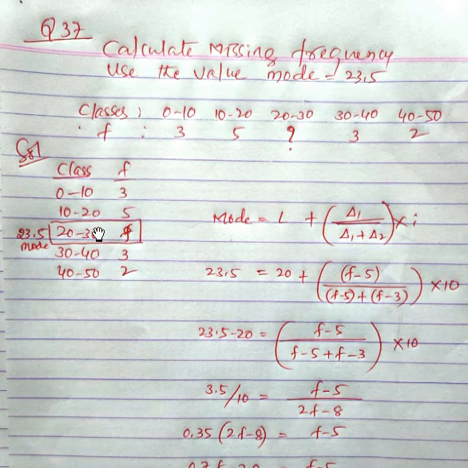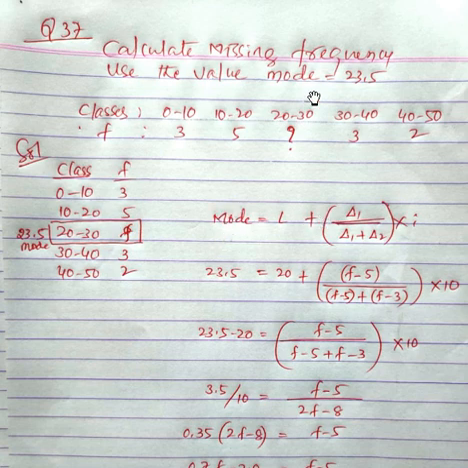Here you cannot find the highest frequency to identify the mode class, so you take the given value of the mode, 23.5. It lies between 20 and 30, so the mode class is 20 to 30. Between that only you have to find the value of the mode. Then the formula of mode is like this: L plus delta 1 by delta 1 plus delta 2, into i. Use this formula and substitute the values one by one.